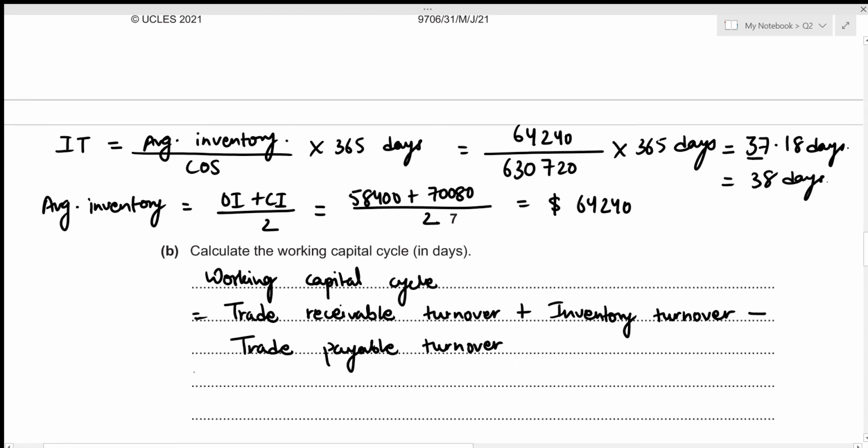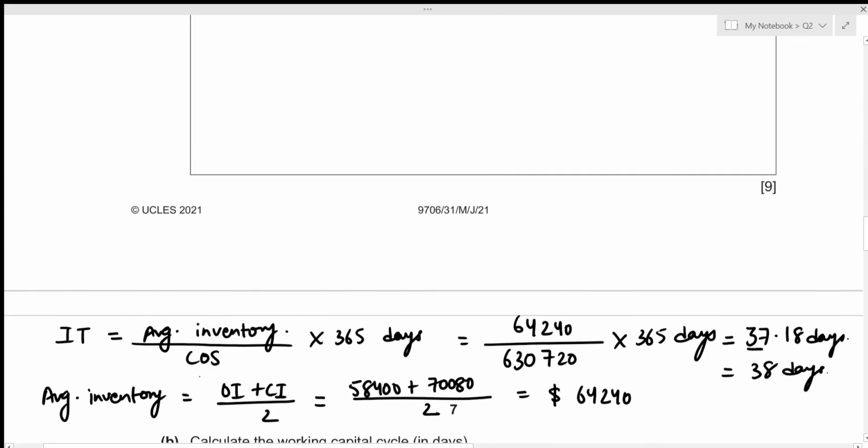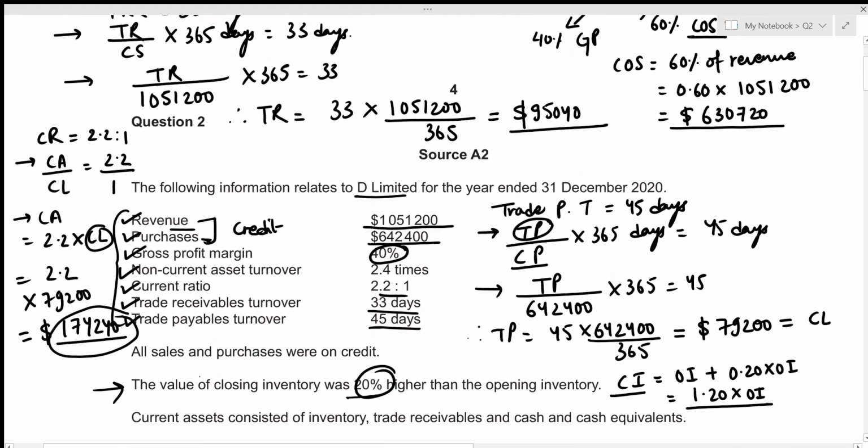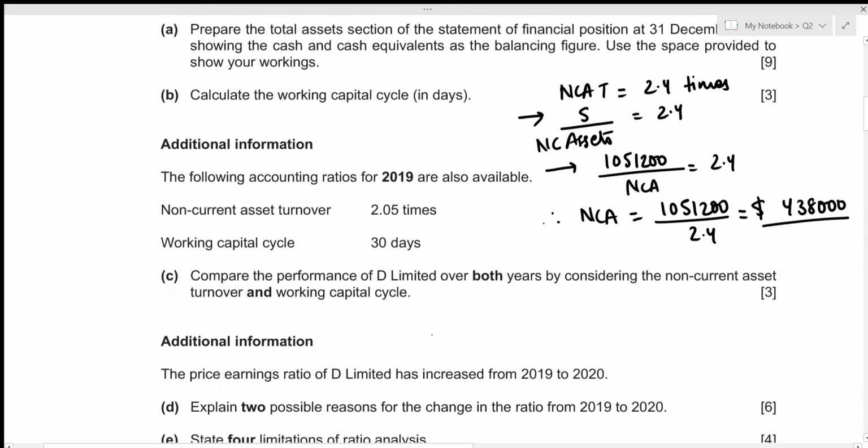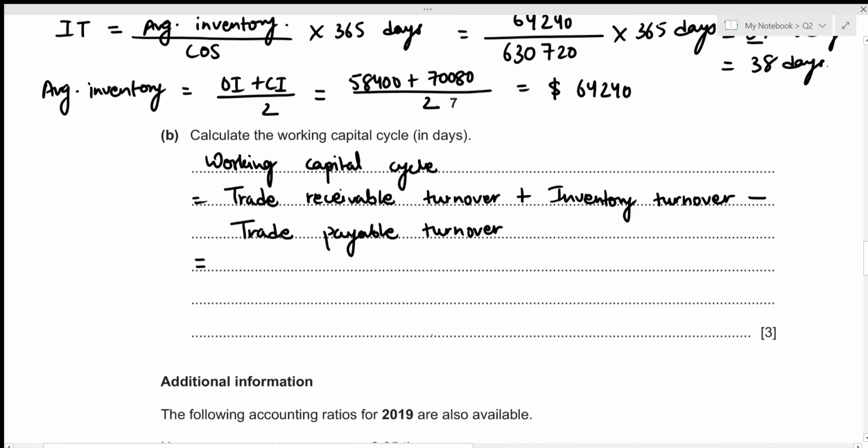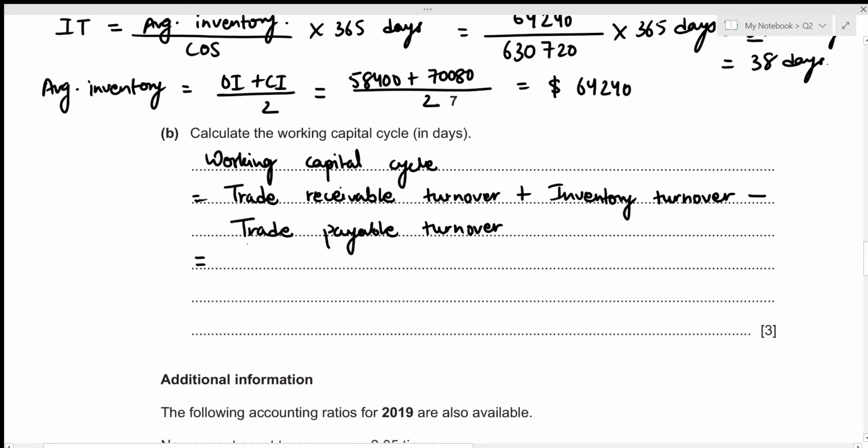Alright, now we can just substitute the values for trade receivables turnover, inventory turnover, and trade payable turnover. Let's have a look above. We can see that our trade receivables turnover is 33 days and the trade payables turnover is 45 days. Let's substitute this. So receivables was 33, inventory turnover we recently figured out to be 38, and the trade payables turnover is 45 days. So this gives our working capital cycle to be 33 plus 38 minus 45, which results in 26 days.